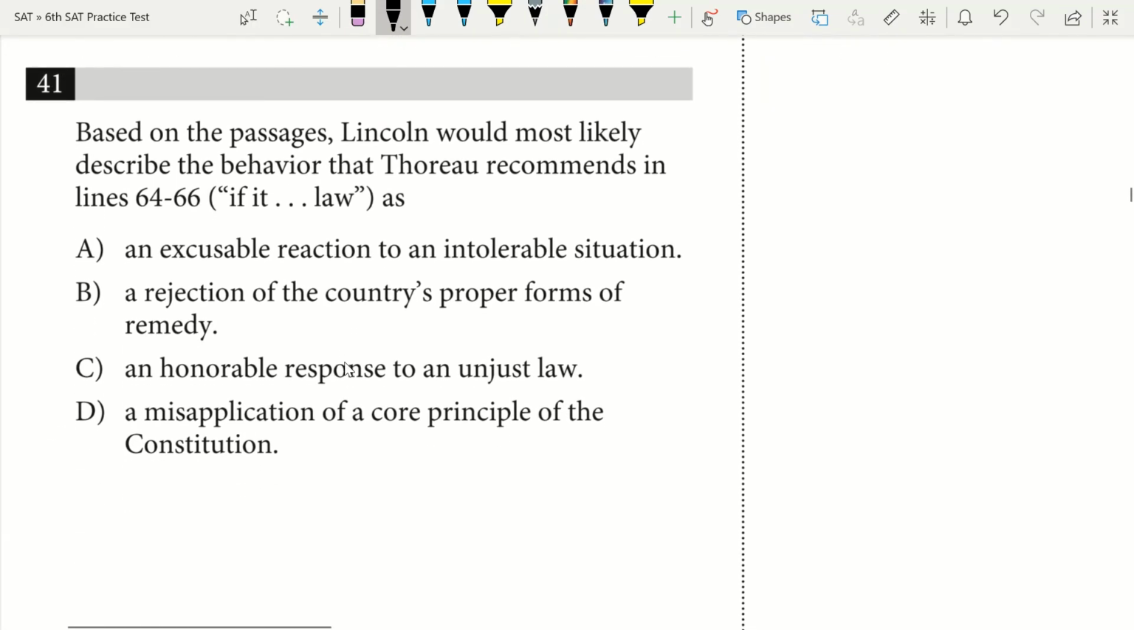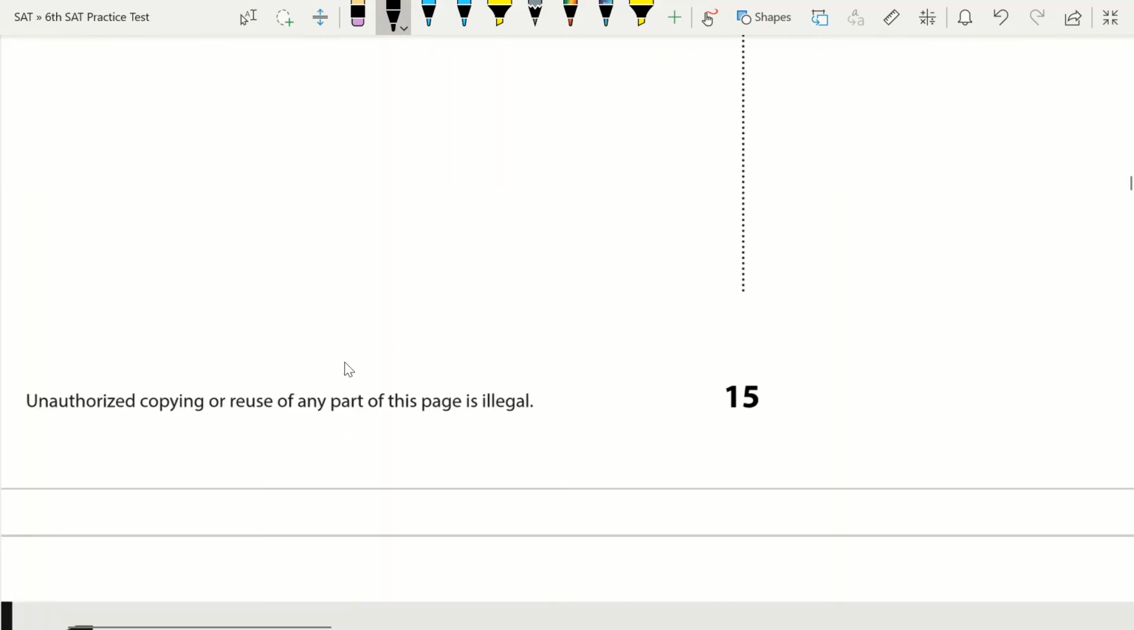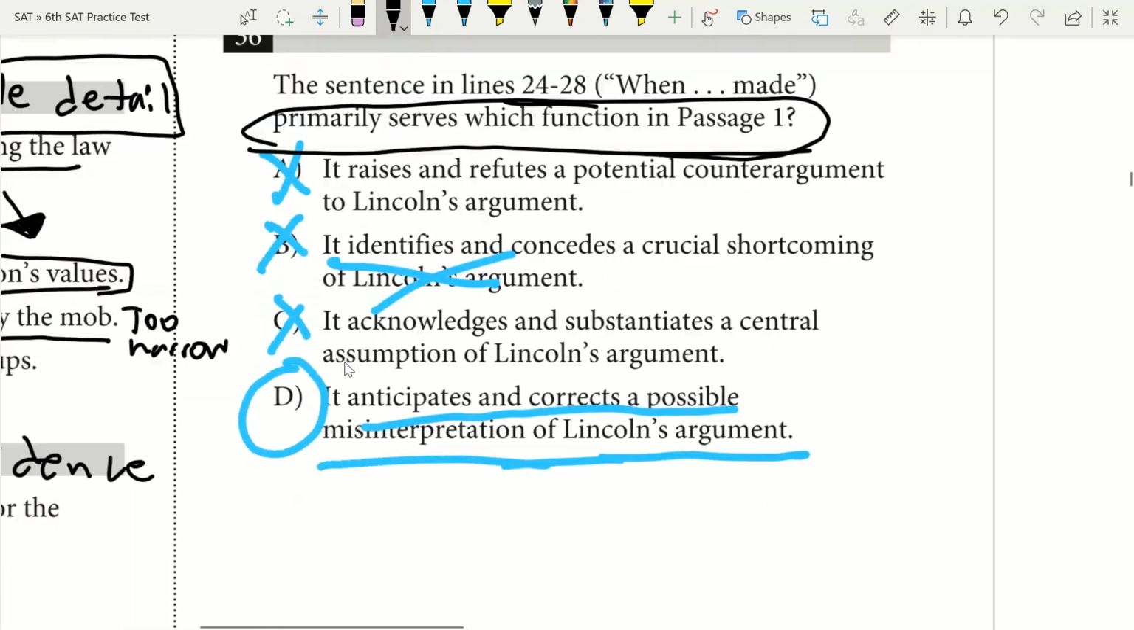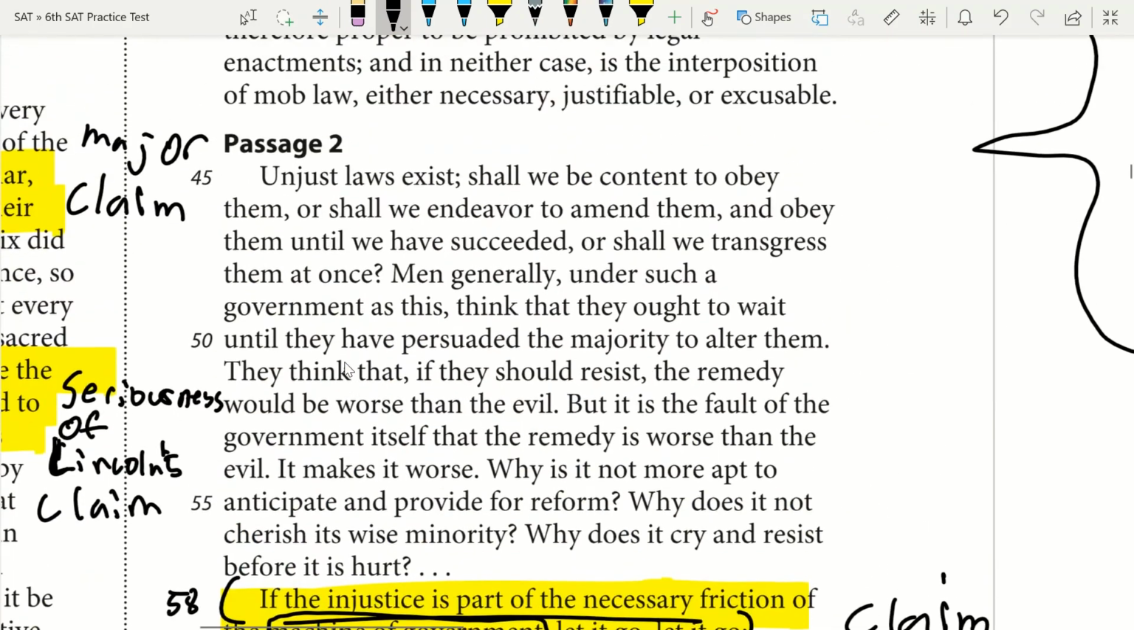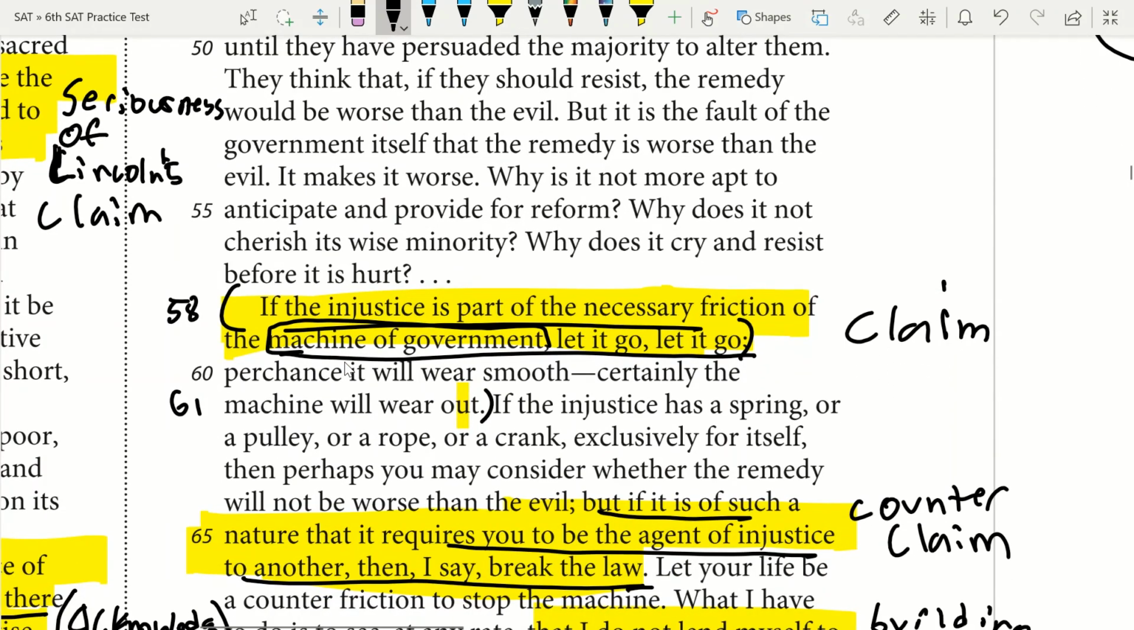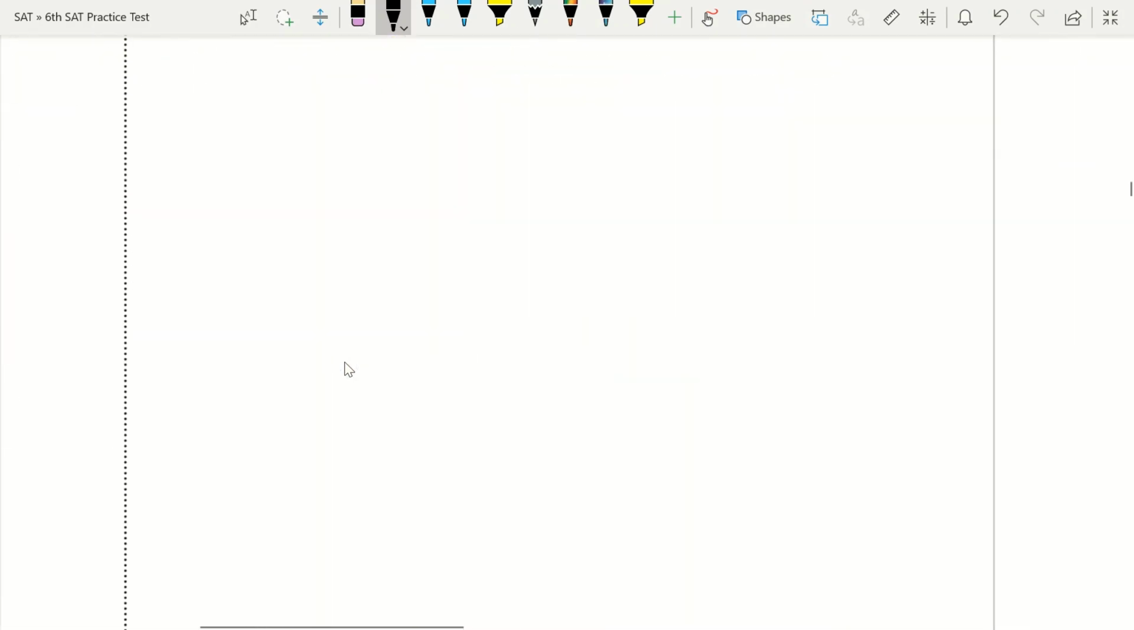41. Based on the passages, Lincoln would most likely describe the behavior Thoreau recommends in lines 64 to 66 as what? Well, let's go ahead and take a look at 64 to 66 in passage 2 and come up with what that says and what we think Lincoln would think of it. I think I just went too far. No, right here. Now I forgot which lines it was, to be honest. Let me quick scroll down and check again.